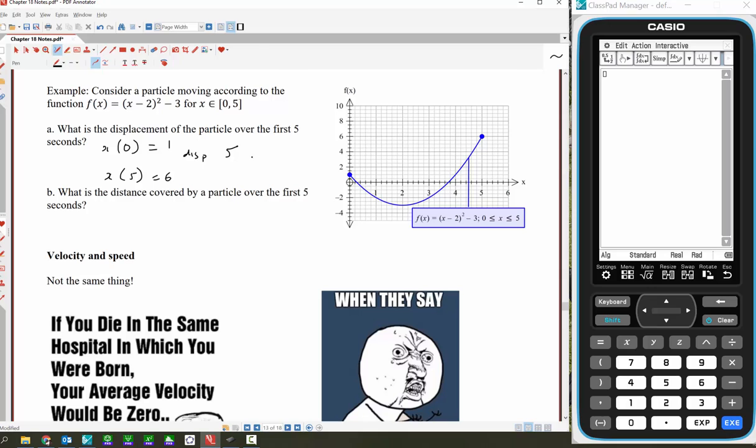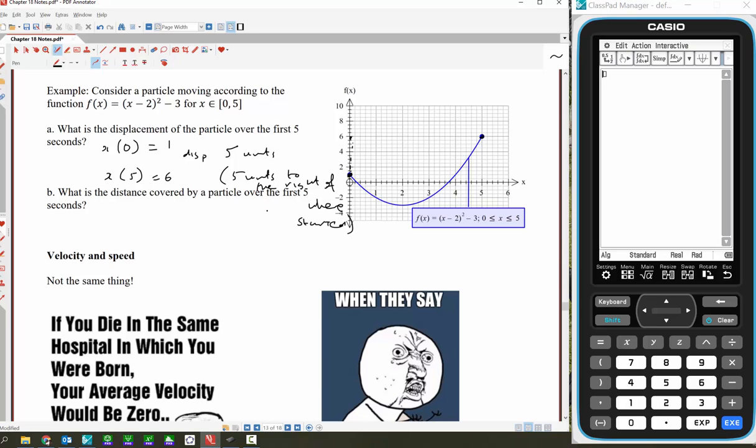Okay, displacement is 5 units, and the way we interpret that is 5 units to the right of where it started. If you think about it, it starts there and finishes there. How far away from that is it? It's 5 units, and we notice that that's to the right.